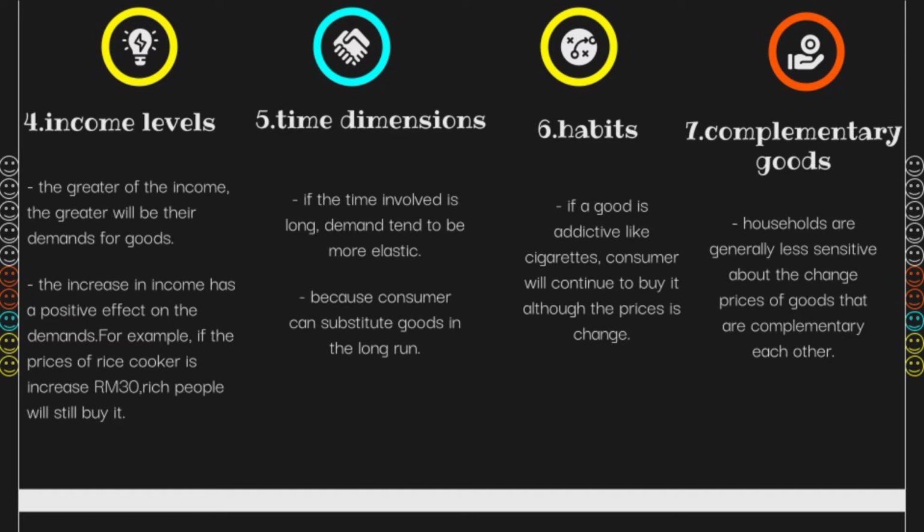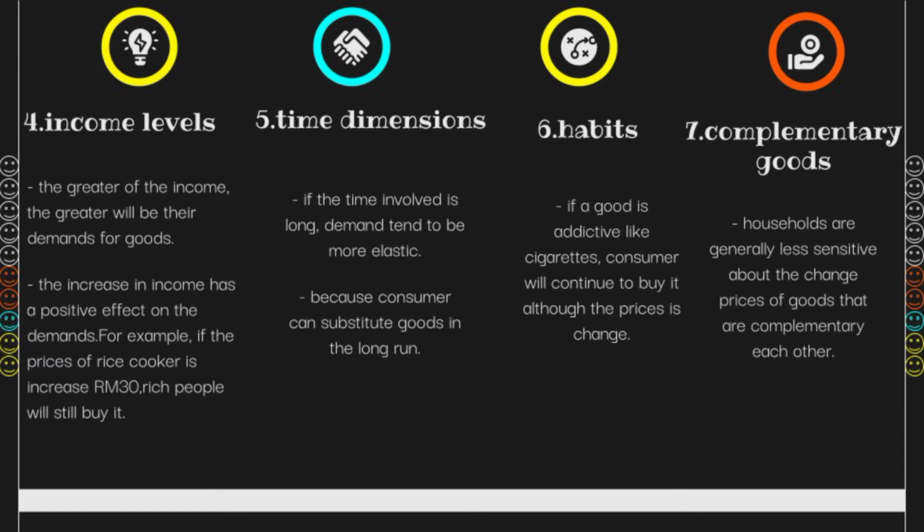Complementary goods. Households are generally less sensitive to changes in the price of goods that are complementary to each other. An example of complementary goods is a tennis ball and a tennis racket. If the price of the tennis ball is increased, for sure the demand for the tennis racket will decrease.